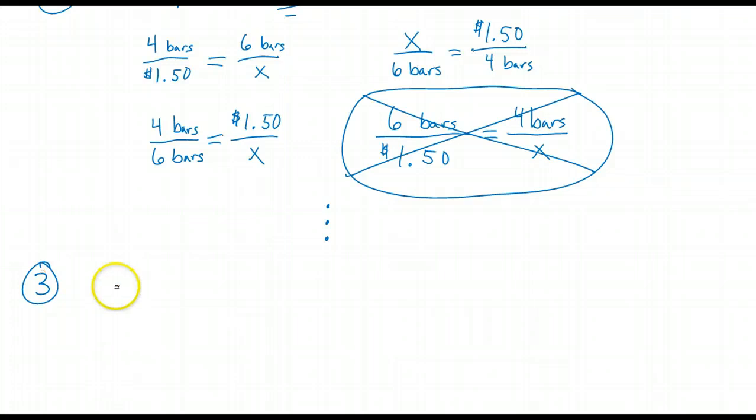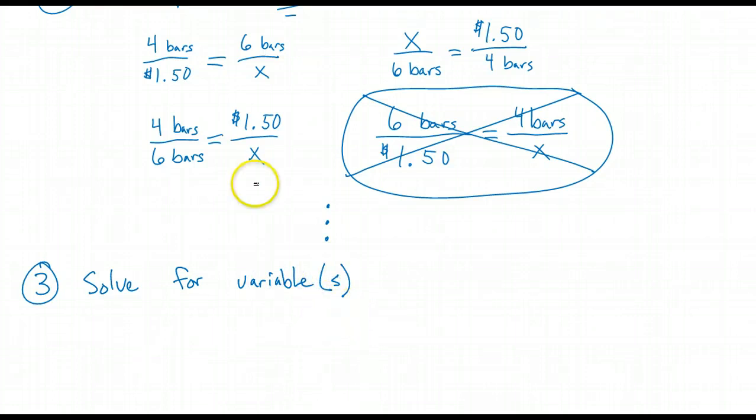Step 3. After I've picked a consistent proportion, I need to solve for my variable. In some cases, there will be more than one variable. In this case, there's just one variable. If I have more than one variable, I'm going to have to come up with a second proportion. I'm just going to pick this first proportion. I could have picked any of these three consistent proportions. I'll get the same answer in all of them.